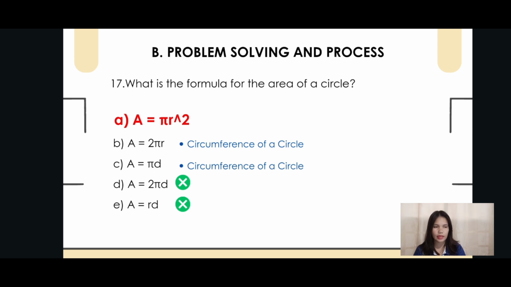We have pi d, but A will be changed to C, wherein C represents circumference. So it should be C is equal to pi d, finding the circumference of a circle using the diameter. A is equal to 2 pi d does not exist, as well as letter E, A is equal to r d. Those two do not exist. So again, the formula for the area of a circle is A is equal to pi r squared.